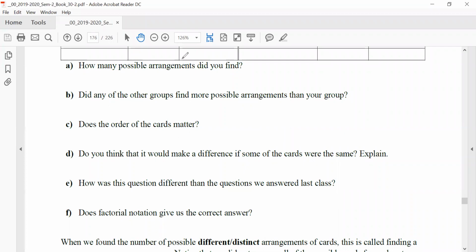Okay, we're back. Hopefully you had a chance to try all these questions on your own. Let's go through them, see how you did. How many possible arrangements did you find? Well, we found 12. There was no more, no less. Did any of the other groups find more arrangements? Nope, not possible. Okay, does the order of the cards matter? Yes. Again, the reason is I can tell the difference between the order.